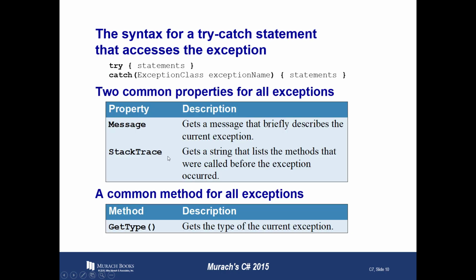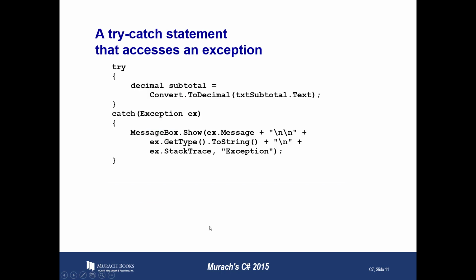So, if you want to give the user more information, you can put a message in there, as it says, that briefly describes the current exception. You can do a stack trace that's in there. And if you do a stack trace, basically what you're doing is going through the calling progression from the last method called before the exception occurred all the way down to the first method that's called. There's also a common method for all exceptions called GetType, which, as it says, gets the type of the current exception. So notice what we're doing in here.